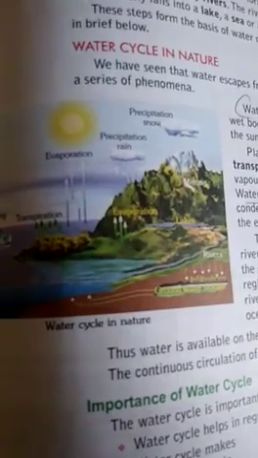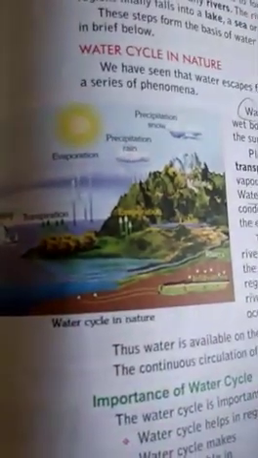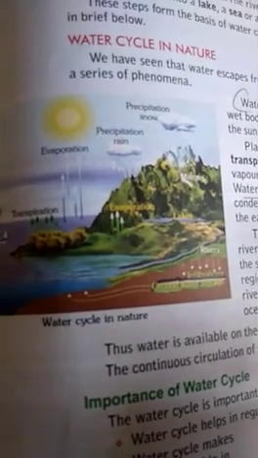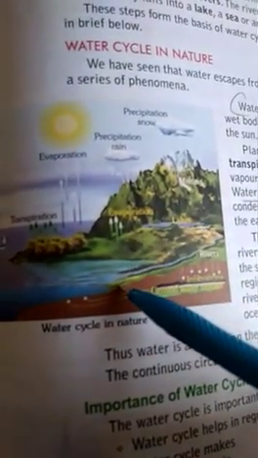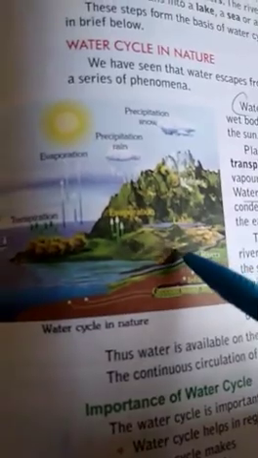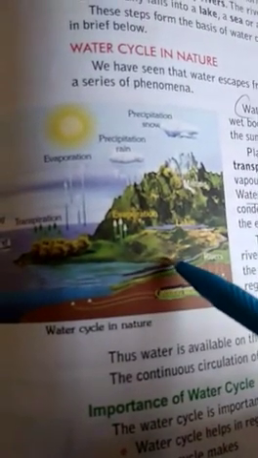After that, these small, tiny water droplets combine and form clouds. Then these clouds bring rain, and this water comes back to the earth in the form of rain. It goes into the rivers, it goes into the lakes, and some amount of water percolates into the soil to form the groundwater. In this way, groundwater is recharged.